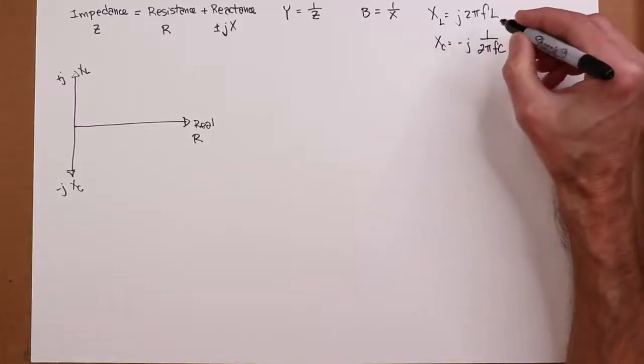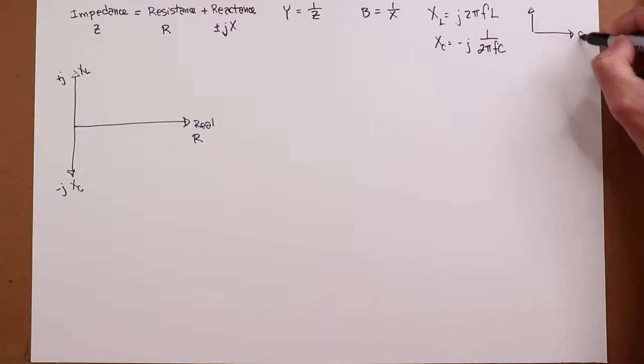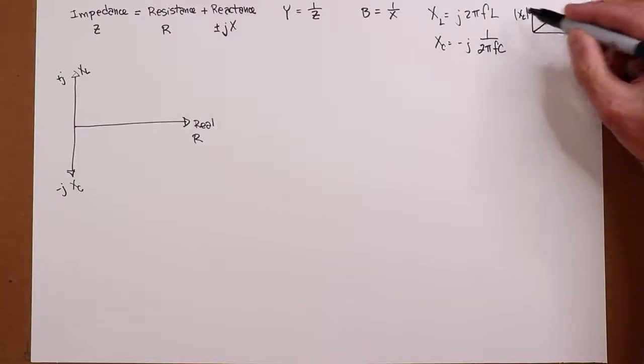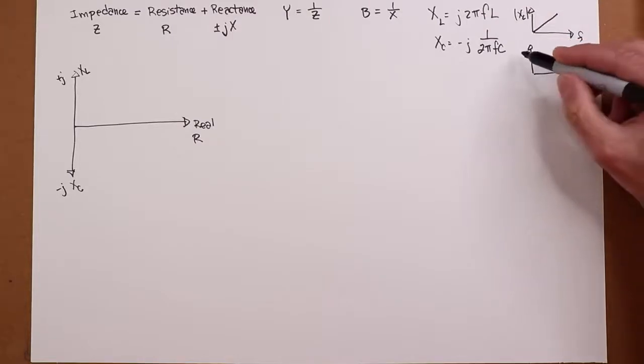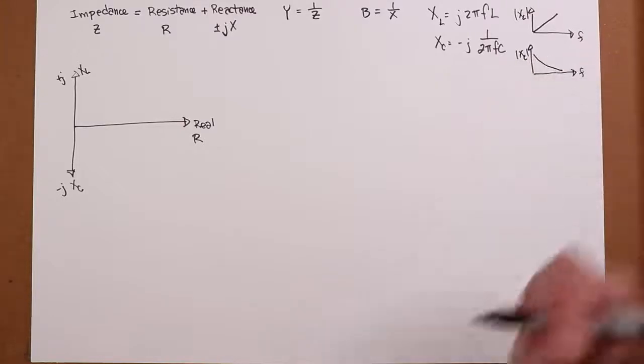So X sub L increases with frequency, right? We could put a real quick sketch down here. The magnitude of X sub L goes like this, and the magnitude of X sub C goes like that, towards zero.